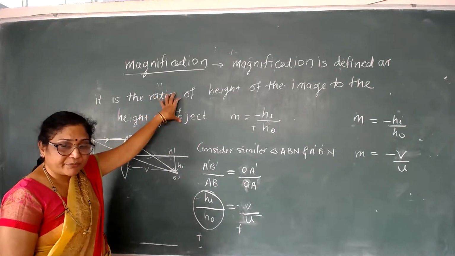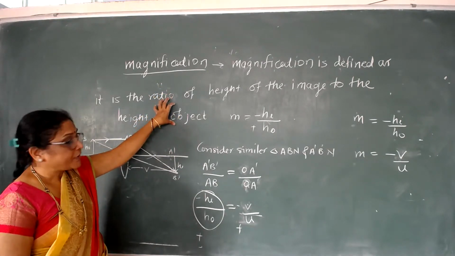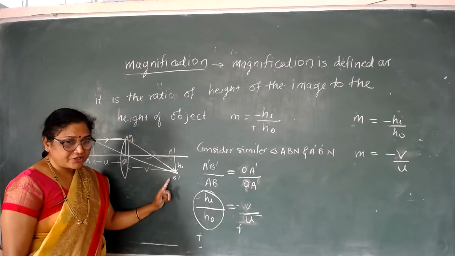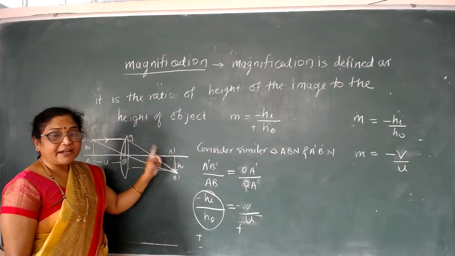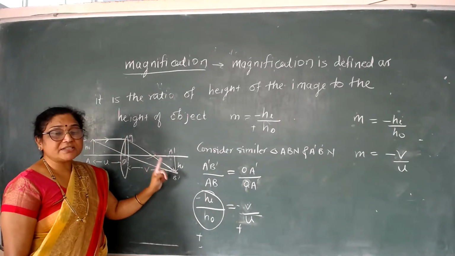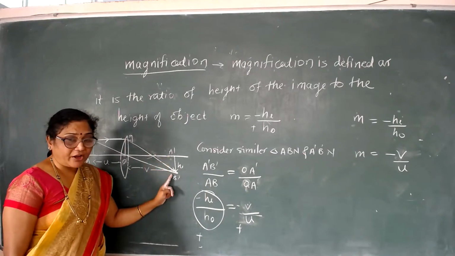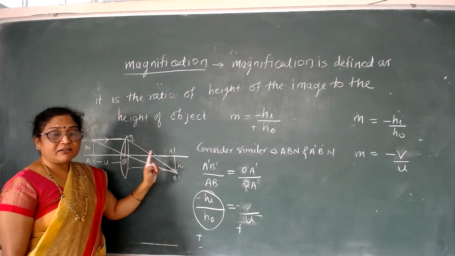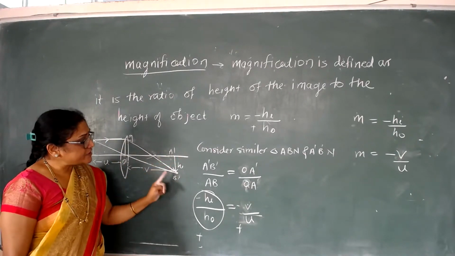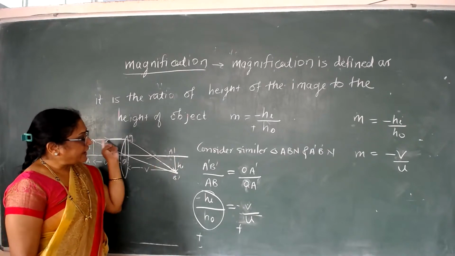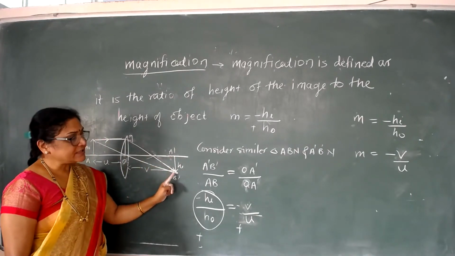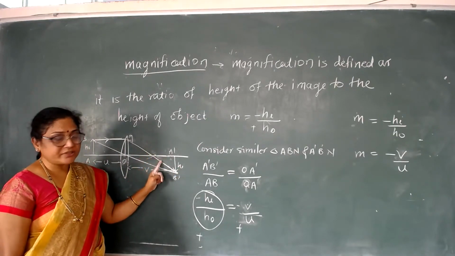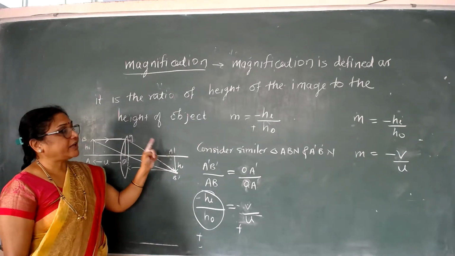Means if the image is diminished or if the image is magnified. If the height of an image is more than the height of an object, at that time we say that the image is magnified. But when the height of an image is less than the height of an object, we say that the image is diminished. Means by using this, if the height of the image is minus, we say that the image is inverted. Or if both are in the upward direction, both are positive, we say that the image is erect.